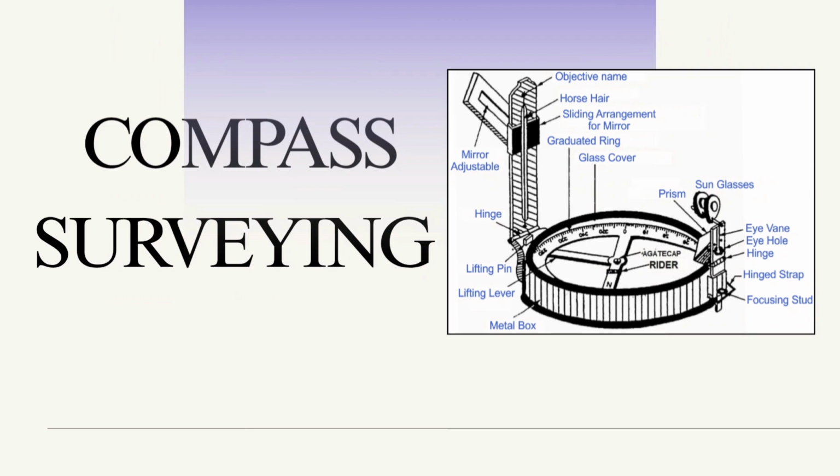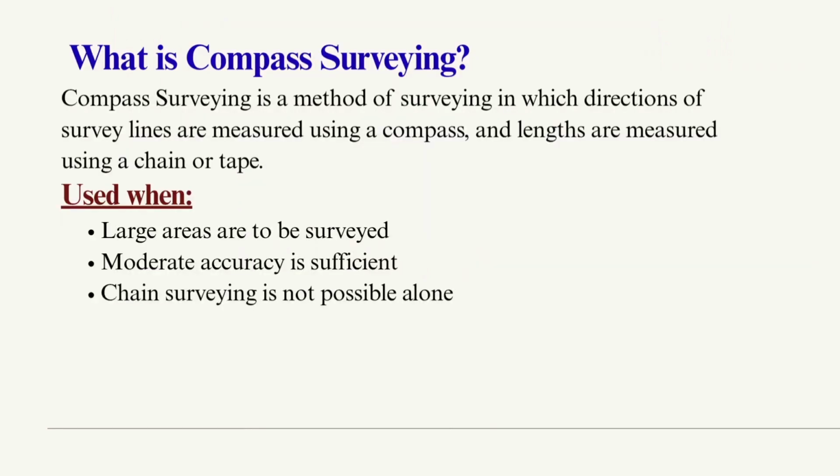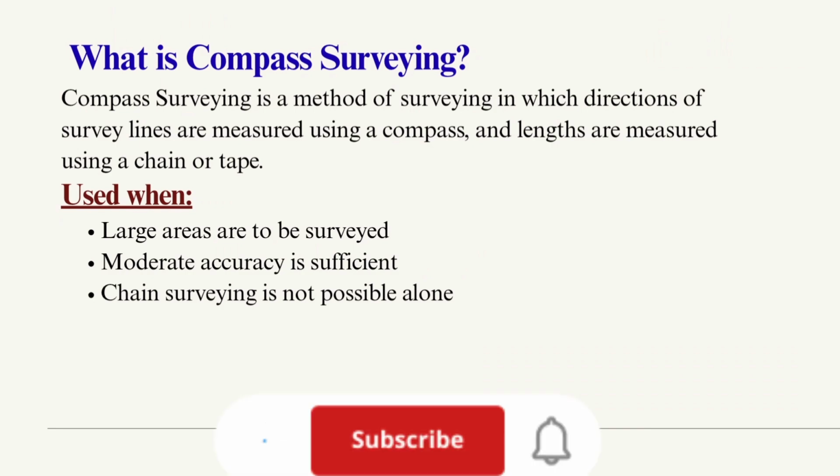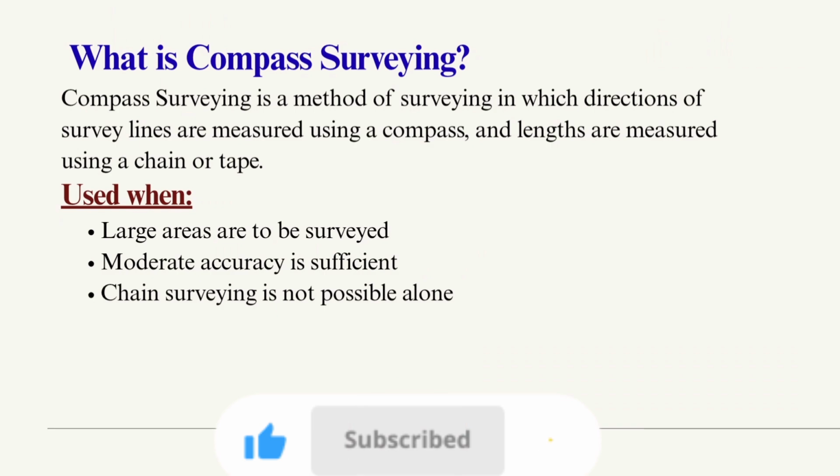We start with the very first point, that is, what is compass surveying. Compass surveying is a method of surveying in which the directions of survey lines are measured using a compass and the lengths of survey lines are measured using a chain or tape. So in simple words we can say that the compass gives us the direction and the chain or tape gives us the distance. And in compass surveying, directions are always measured with respect to the magnetic north only.